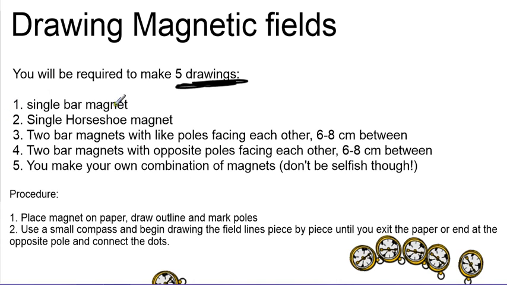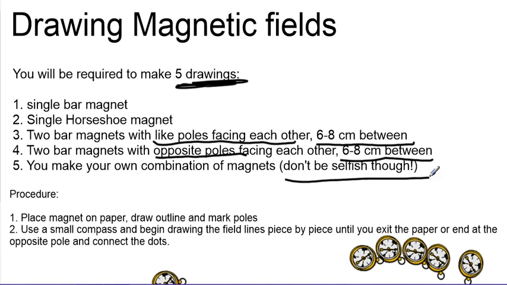So a single bar magnet, then a single horseshoe magnet, 2 bar magnets with like poles facing each other, and you want about 6 to 8 centimeters between them. And then 2 bar magnets with opposite poles facing each other, again with 6 to 8 centimeters between. And then the last one is you can make your own combination. The only thing is, don't be selfish. We need to make sure we have enough magnets for everyone.